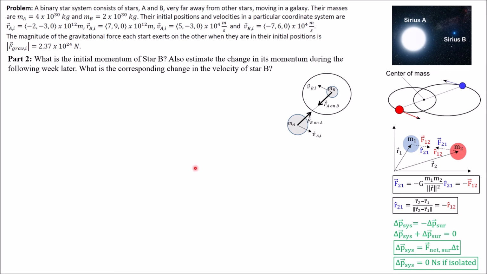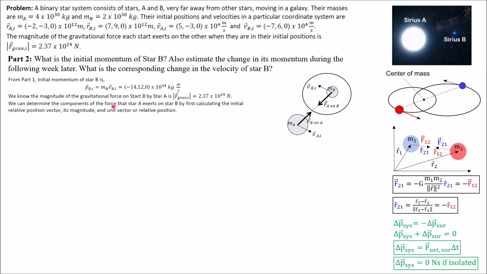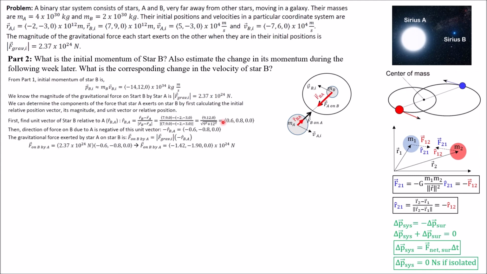From part 1, we know our initial momentum of star B. We just plug in the mass of star B times the initial velocity of star B, and now we have our initial momentum of star B. It says, what is the initial momentum of star B, so we got that. It also says to estimate the change in its momentum during the following week. So what's it going to be a week later? What we need to do first is look at the unit vector and the force here.